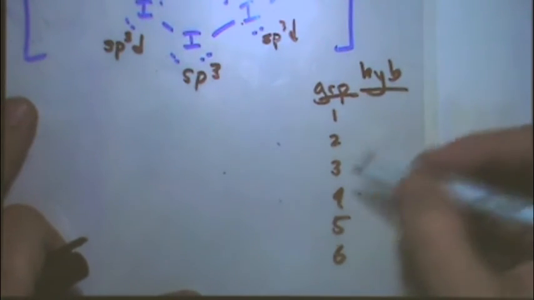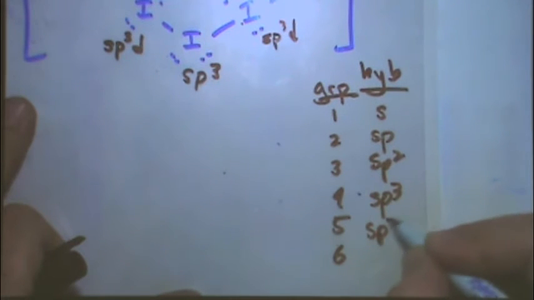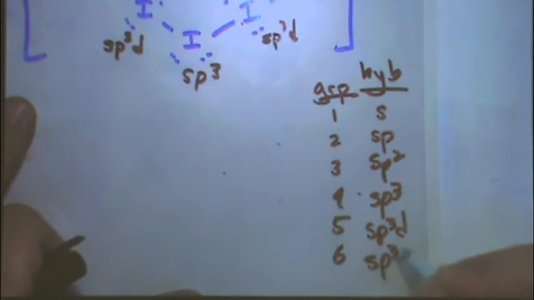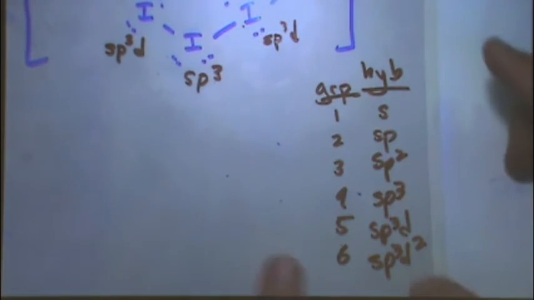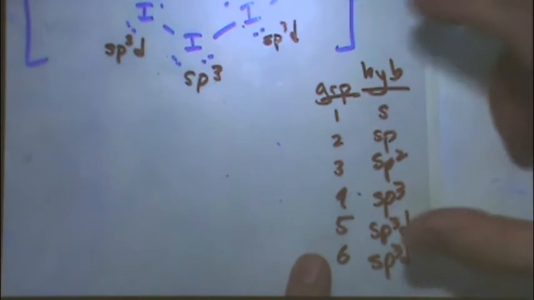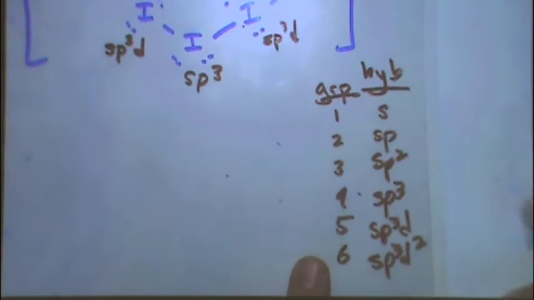From VSEPR, hybridization is s, sp, sp2, sp3, sp3d, sp3d2. So once you max out on the p's being 3 at 4 groups, you need to start adding d's. So it's pretty simple. This is something that if you think you're going to forget, write it on the final right when you start and refer back to it later.